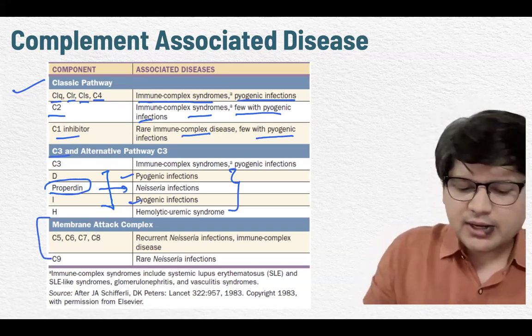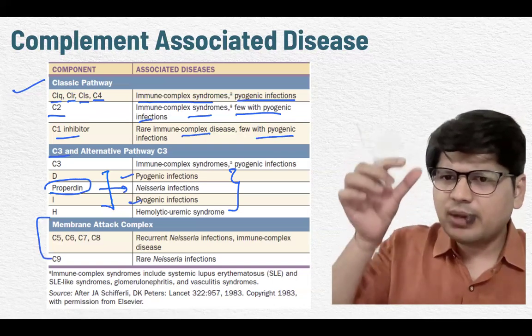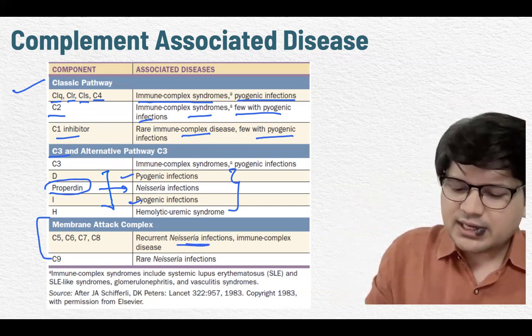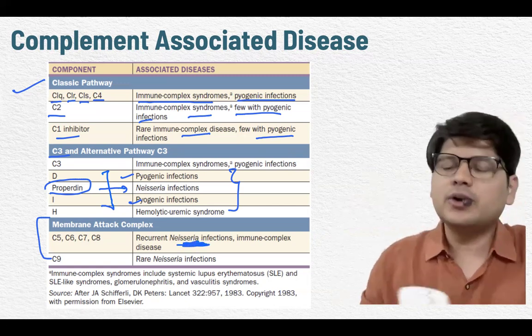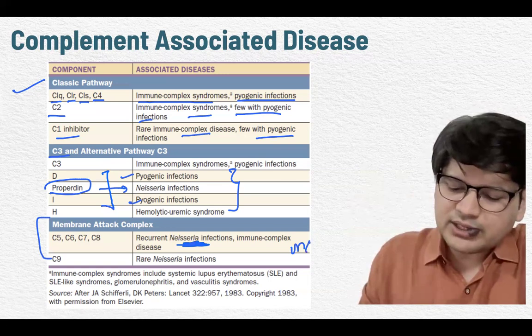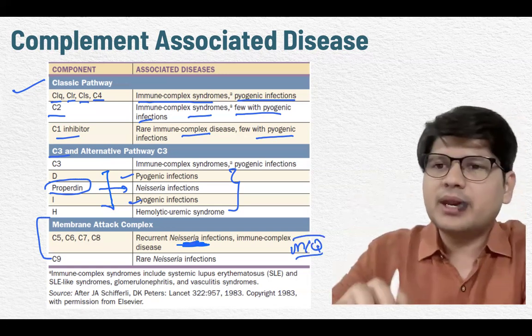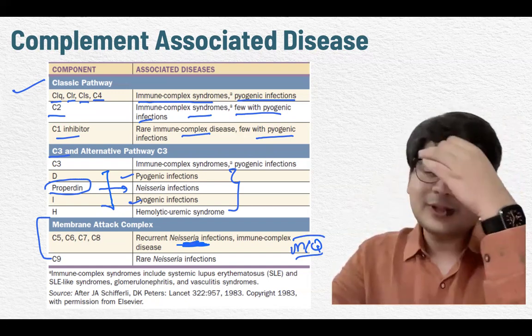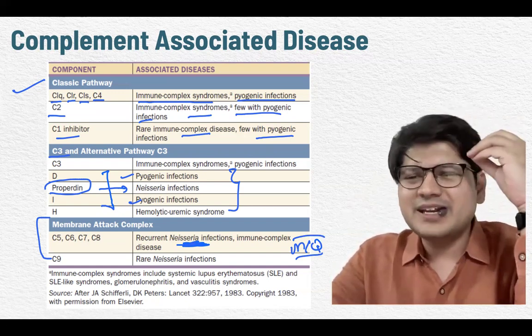And where membrane attack complex is affected, we cannot make the pores, right? The C9 cannot make the pores. So Neisseria infection happens with that part. Okay. And that used to be a very common MCQ. Disease of membrane attack complex, patient is susceptible to what? Neisseria infection.